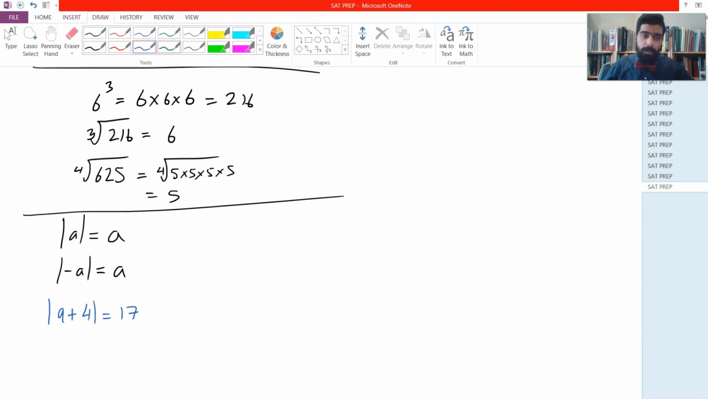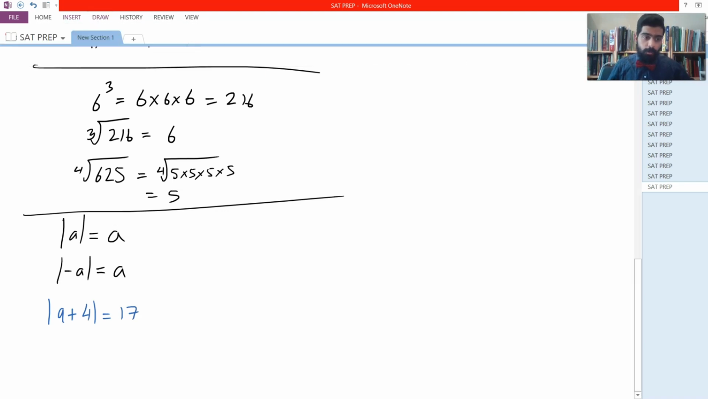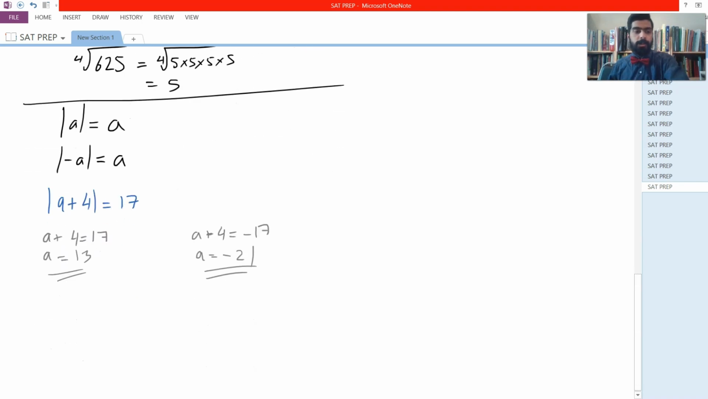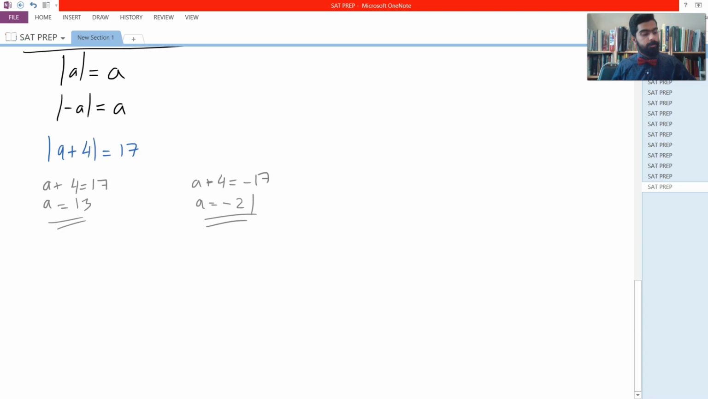Right guys? Because we know the absolute value of a negative will also be positive. So we know that a plus 4 is equal to 17. This is the first equation, and a plus 4 is equal to negative 17. In this case, if we subtract 4 from both sides, we will have a equals 17 minus 4, which is 13. And here, if we subtract 4 from both sides, we will have a equal to negative 17 minus 4, which will be equal to negative 21. So we have two values here. Right guys, this is a little bit about absolute value.